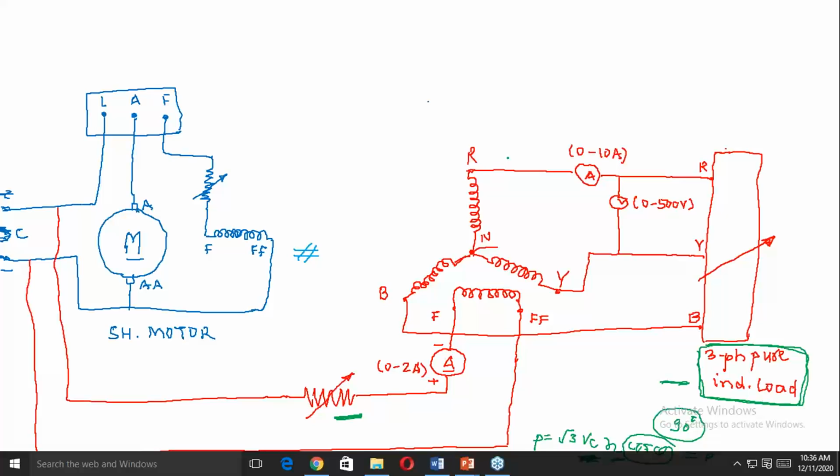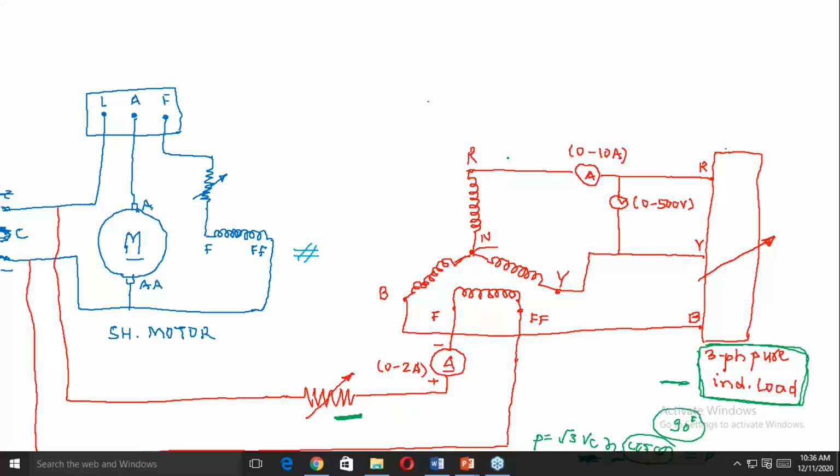What will the wattmeter show? It will show a small reading. Practically it will show a small reading. Theoretically it will read zero, isn't it? Whatever the load connected, whatever the current flowing through the ammeter, practically it reads a small value. Clear? And that's why a wattmeter or power measurement is not required.